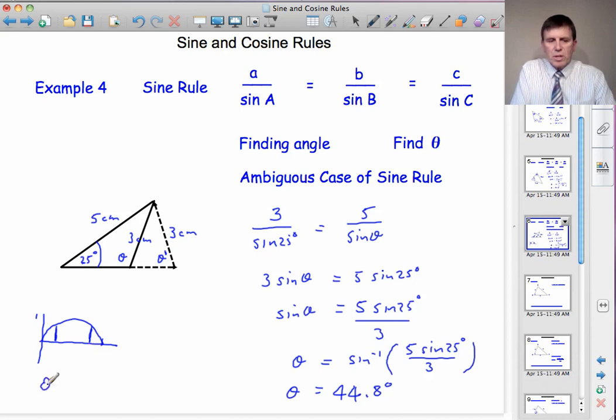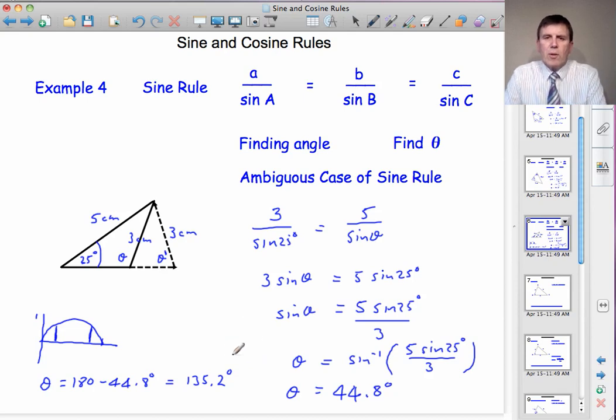So theta can also be 180 minus 44.8 degrees, which would be 135.2 degrees. Now, how do I know whether I can have both those answers? Well, what I can do is check to make sure we haven't exceeded the total angle sum of the triangle. And you can see if I have 135.2 and I add on 25, that will only take me to 160.2. So there'd still be almost 20 degrees left for the other angle. So in this case, both those answers are valid.